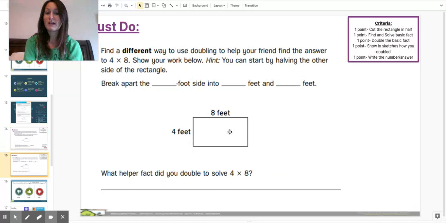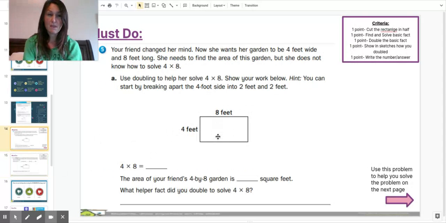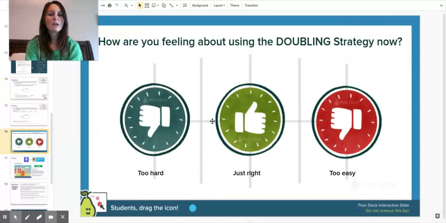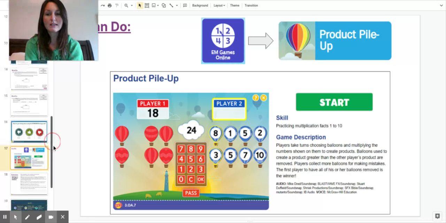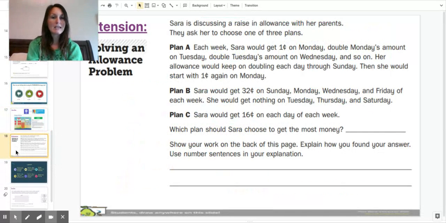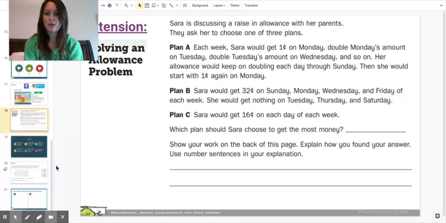So this just wants you to show 2 different ways. So maybe breaking up the 4 feet on this one and breaking up the 8 feet on this one. See how they're both even numbers? That's what it wants you to do. Then show me where you're thinking now. There is a can do where you can practice multiplication, and an extension where you can work on this with money, because this is really when we would want to be using things, in the real world when we're out trying to spend money.